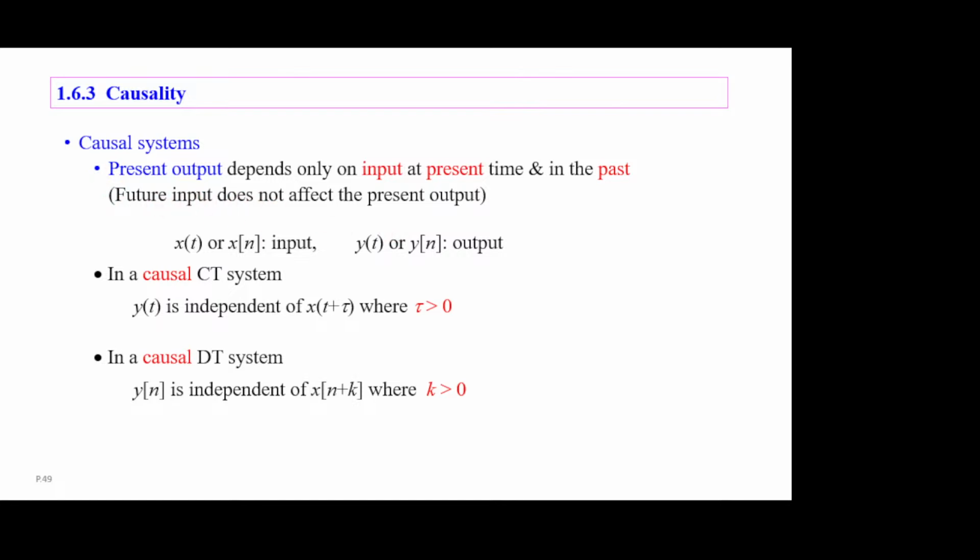Okay, go back. So the future input should not affect your present output. If you want to write this in more mathematical form, that means that y of t is independent of x of t plus tau for whatever tau bigger than 0. And similarly for the discrete time case.